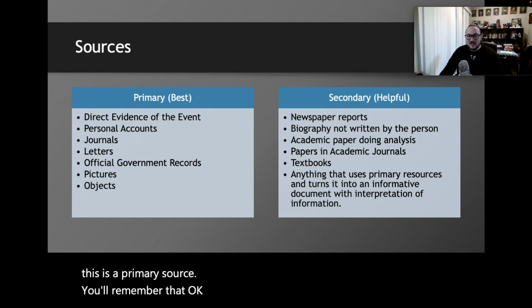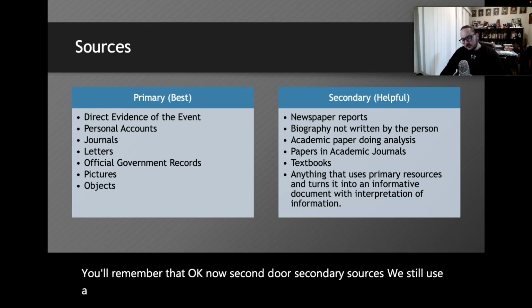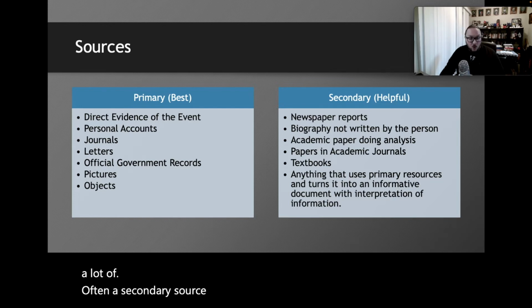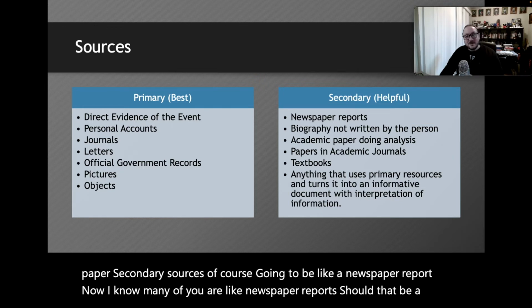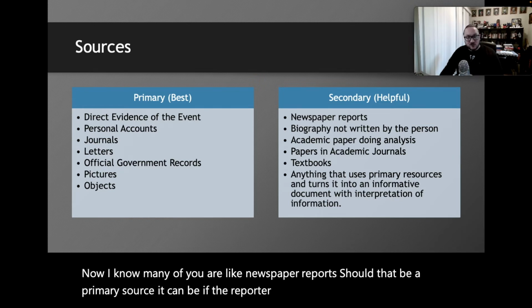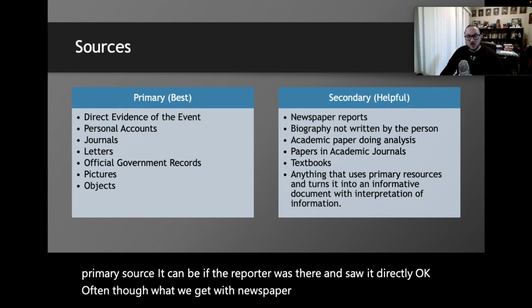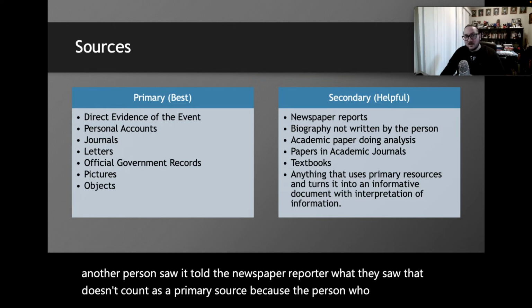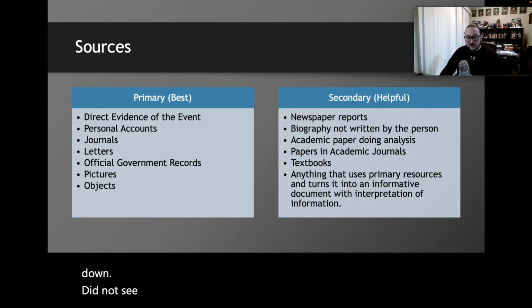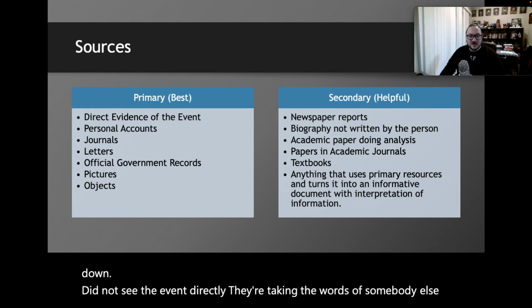Now secondary sources we still use a lot of. Often a secondary source is going to pull using primary sources in their paper. A secondary source is, of course, going to be like a newspaper report. Now, I know many of you are going to be like, newspaper report, shouldn't that be a primary source? It can be if the reporter was there and saw it directly, okay? Often, though, what we get with newspaper reports, especially older ones, is another person saw it, told the newspaper reporter what they saw. That doesn't count as a primary source because the person who then wrote it down did not see the event directly. They're taking the words of somebody else that saw and witnessed the event.